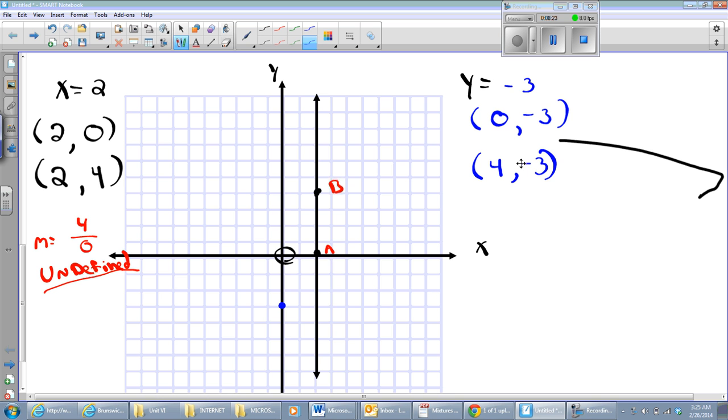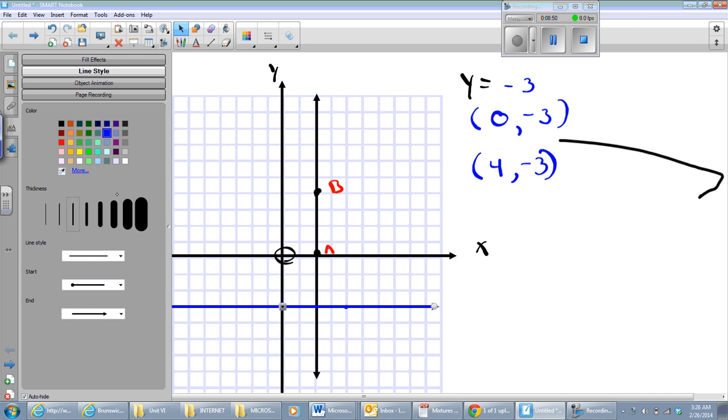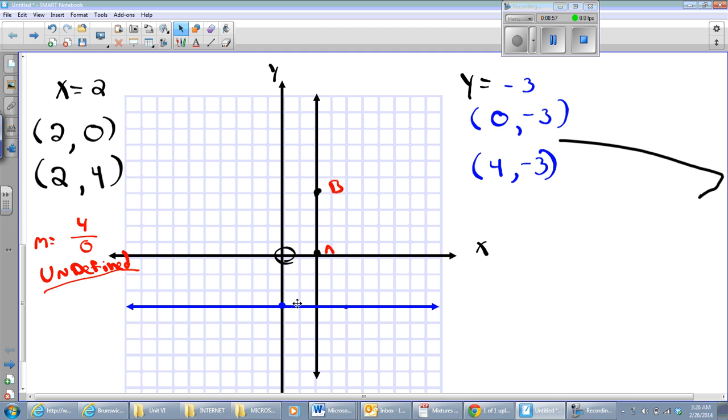Negative 3. You're right. So, I think I've got that in the wrong place. I think I've got that at (3, negative 3). So I need to move it over one more. So this line is going to end up being horizontal, like this. And I'm going to change its color so that when you're looking at it, you can tell the difference. All right. So properties, and there we go.